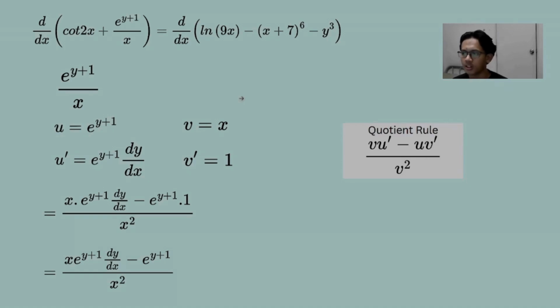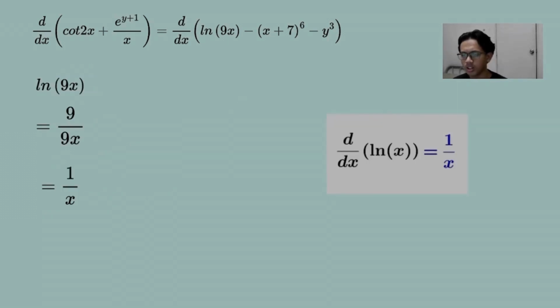Then we apply the formula, so x times e^(y+1) dy over dx minus e^(y+1) times 1 over x squared. And then we will get x e^(y+1) dy over dx minus e^(y+1) over x squared. So the next term is ln 9x.